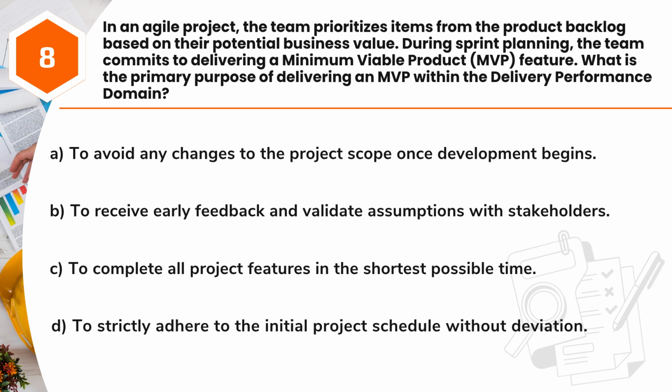Question 8. In an Agile project, the team prioritizes items from the product backlog based on their potential business value. During sprint planning, the team commits to delivering a minimum viable product (MVP) feature. What is the primary purpose of delivering an MVP within the delivery performance domain? A. To avoid any changes to the project scope once development begins. B. To receive early feedback and validate assumptions with stakeholders. C. To complete all project features in the shortest possible time. D. To strictly adhere to the initial project schedule without deviation.